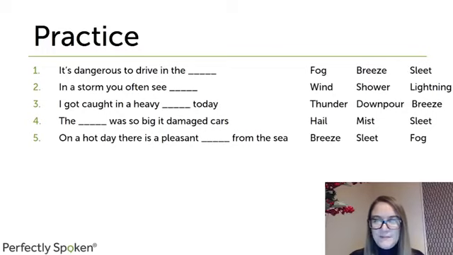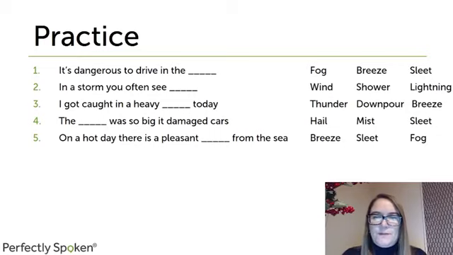So what we're going to do is have a look at 10 sentences, and for each sentence there are 3 options, so 3 words. Only one is correct. So read the sentence and see if you can identify which one of the 3 words will complete the sentence. Okay, so numbers 1 to 5.